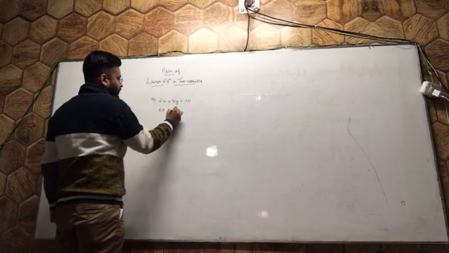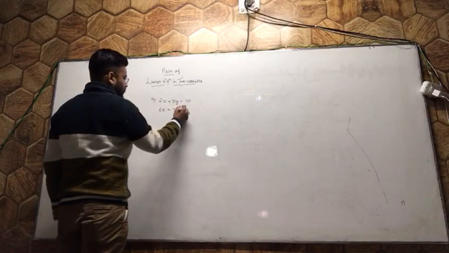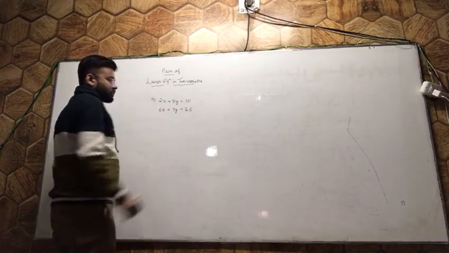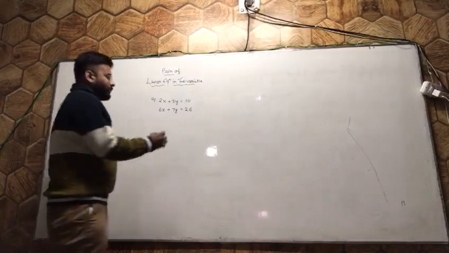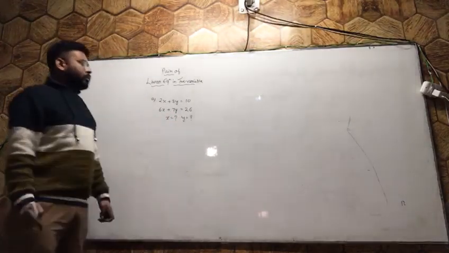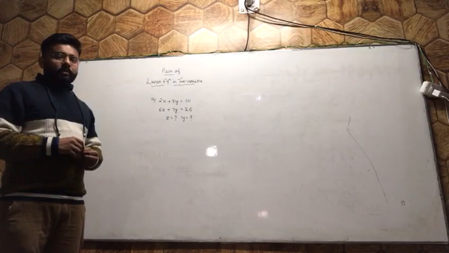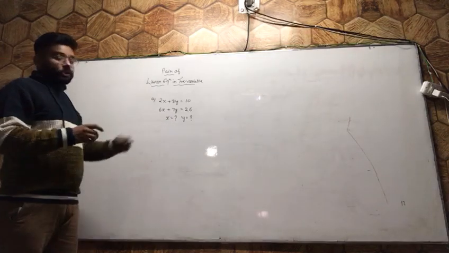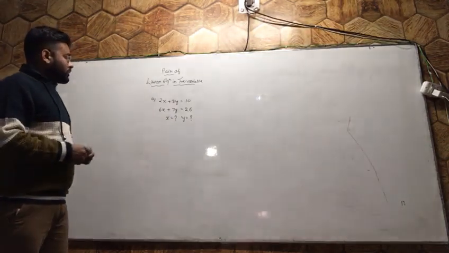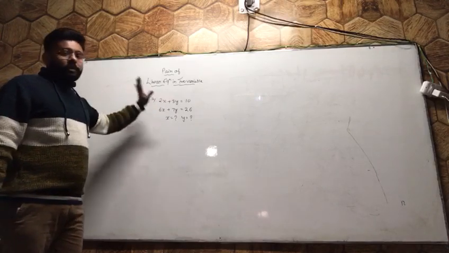6x plus 7y is equal to 26. If they ask to calculate x and y, how will we calculate? There is a method, the elimination method, which we will use in such type of question. So we have to make the coefficient of x or y equal.